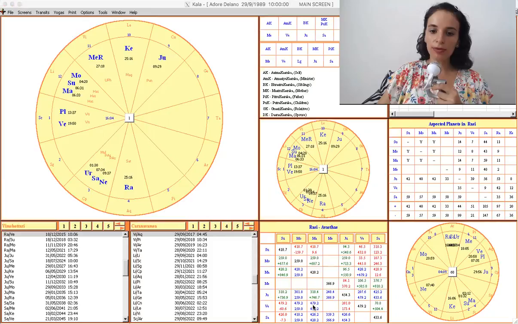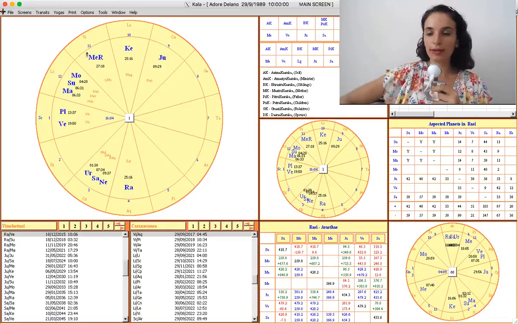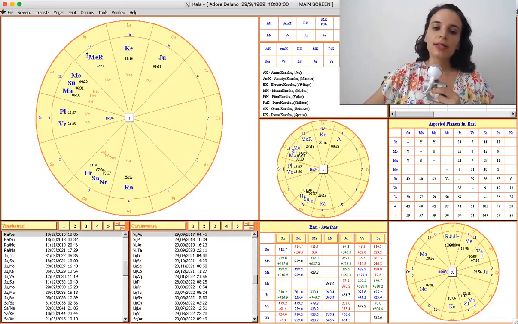Okay, now let's see the next one, the 6th. So this is the 6th from the ascendant. In the Scorpio ascendant case, it's Aries. So if we count 6 from the 6th, let's see what we get. 1, 2, 3, 4, 5, 6. We get to the natural 11th. So the 6th from the 6th is the 11th house.